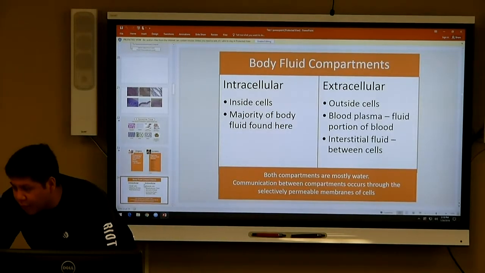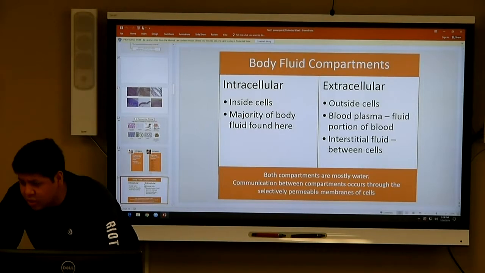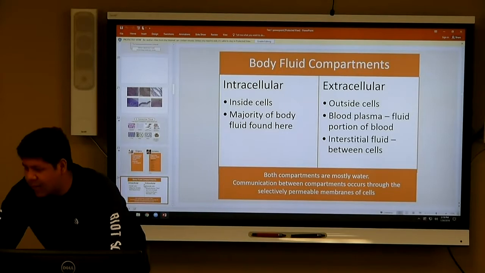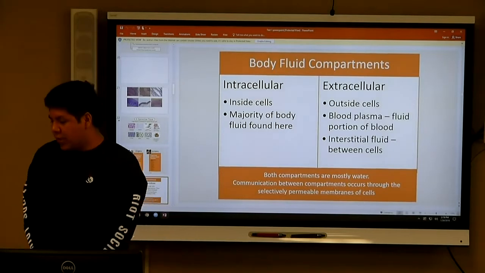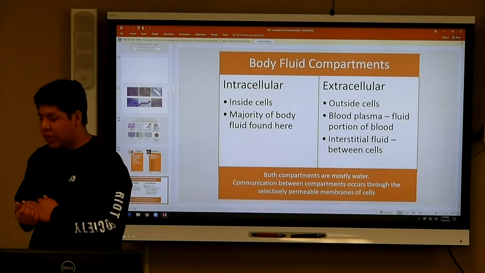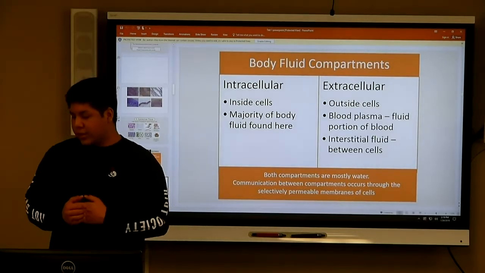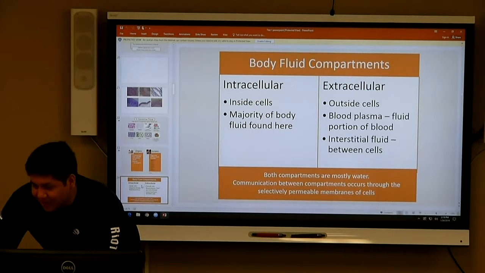The body fluid compartments: intracellular, inside cells, where the majority of body fluid is found. The extracellular, outside cells, includes blood plasma, the fluid portion of blood, and interstitial fluid between cells. Both compartments are mostly water. Communication between compartments occurs through the selectively permeable membranes of cells.